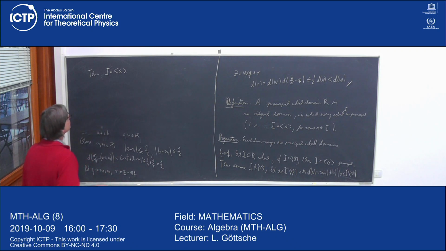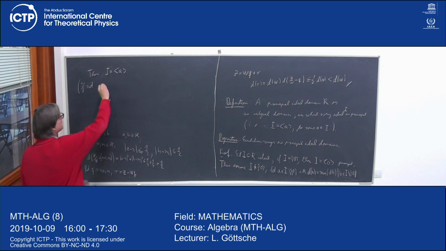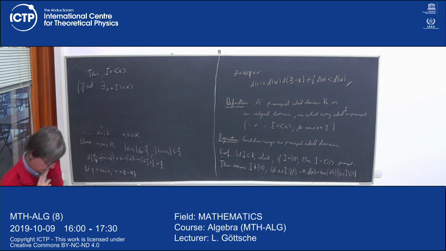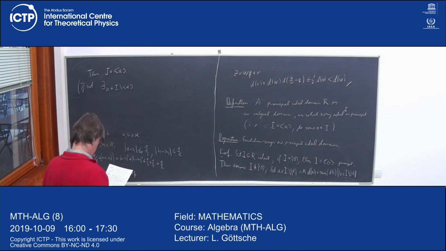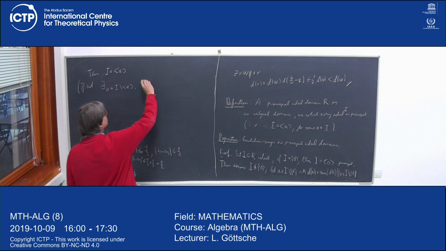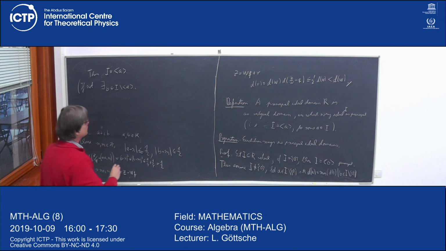So if not, then there is an element B in I which is not in the ideal generated by A. So we can make division with rest. So we divide B by A.